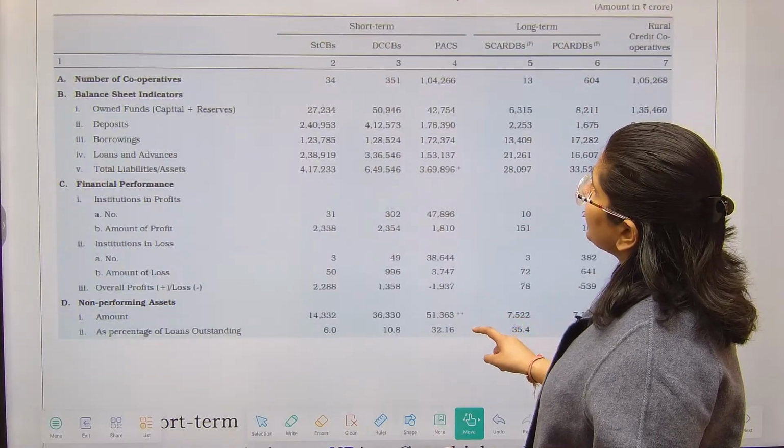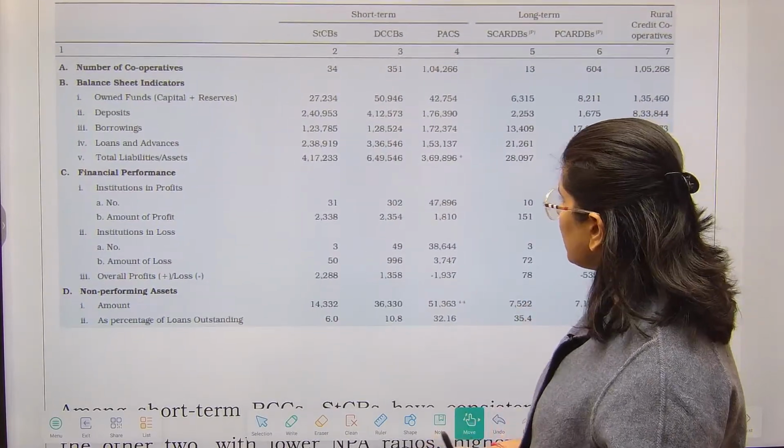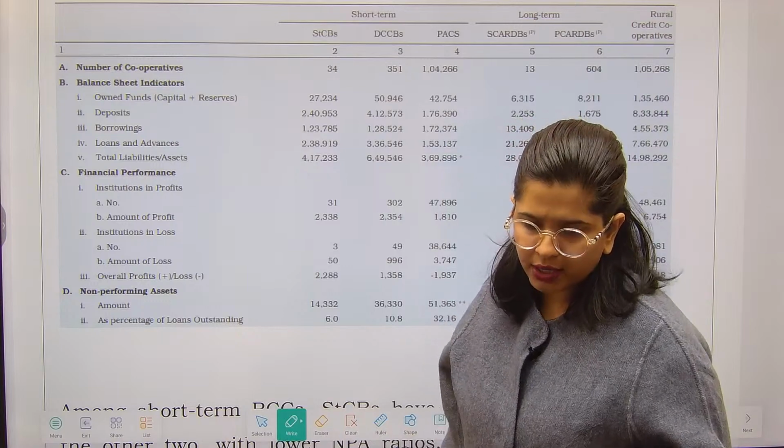Now we are going to see some indicators as well. कुछ indicators भी देख लेते हैं. So here we will be discussing both short term as well as long term.